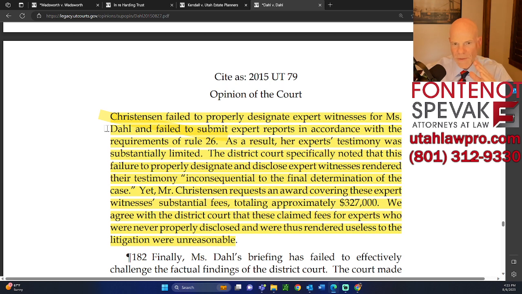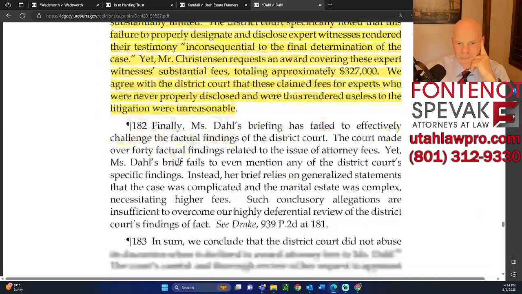Expert disclosure requirements, the deadline for those, you must meet those. You can't just blow them off. They're extremely important. If you miss an expert disclosure deadline, the court's probably going to not allow you to present that expert testimony, which is what happened here. But then at the same time, Mr. Christensen wanted to be awarded the fees related to these experts, even though he didn't disclose them in a timely manner.